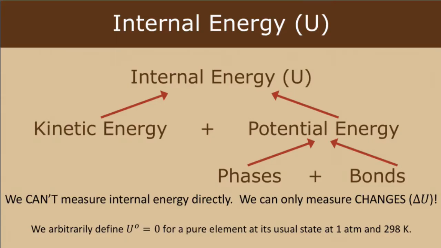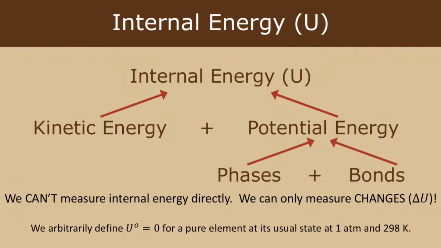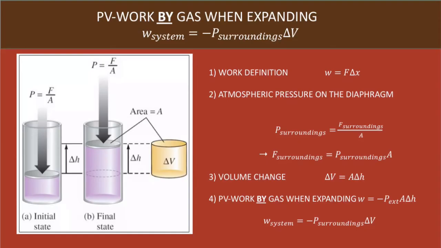The internal energy of something at a particular phase and temperature is the sum of its kinetic and potential energies. The interesting thing is we can't measure this directly. We can only measure changes. Therefore, there's no absolute internal energy. We arbitrarily define the internal energy to be zero for a pure substance at its usual state at 1 atmosphere and 298 Kelvin. So that's SATP, standard ambient pressure and temperature. Notice that U naught, U with the little circle, is the way that we define internal energy. And so delta U is change in internal energy.